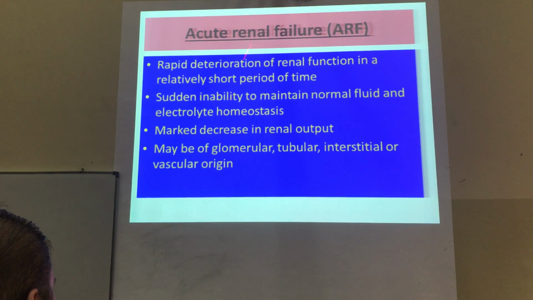Maybe the glomerulus can lead to acute renal failure. For example, rapidly progressive glomerulonephritis can lead to this. There could be tubular causes like ATN, which I will discuss today, and interstitial and vascular causes.